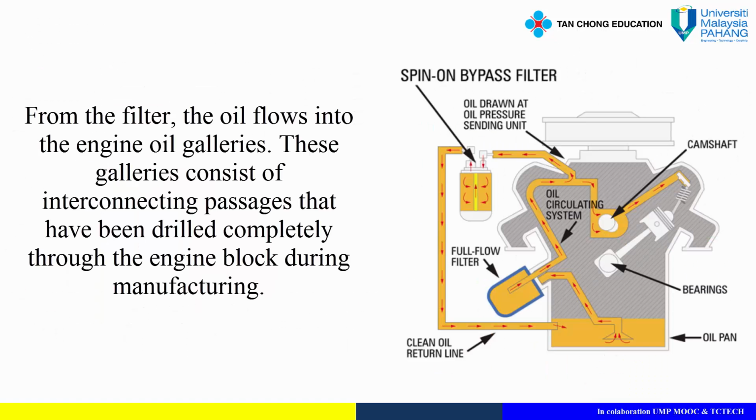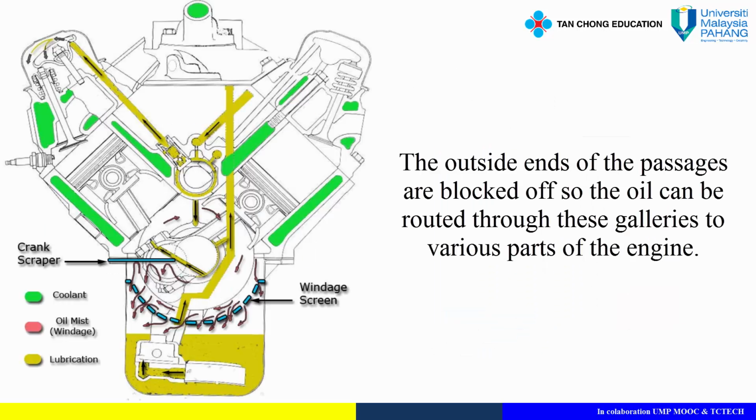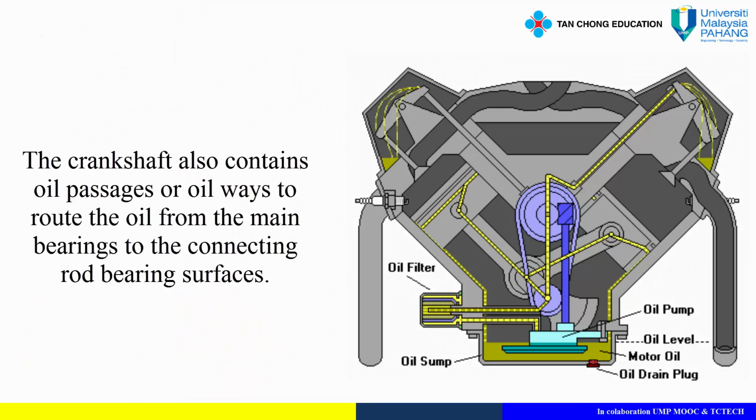Engine oil passages, or galleries. From the filter, the oil flows into the engine oil galleries. These galleries consist of interconnecting passages that have been drilled completely through the engine block during manufacturing. The outside ends of the passages are blocked off, so the oil can be routed through these galleries to various parts of the engine. The crankshaft also contains oil passages, or oil ways, to route the oil from the main bearings to the connecting rod bearing surfaces.